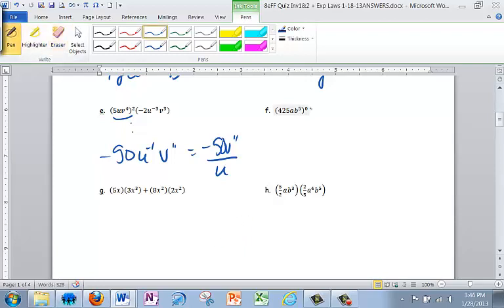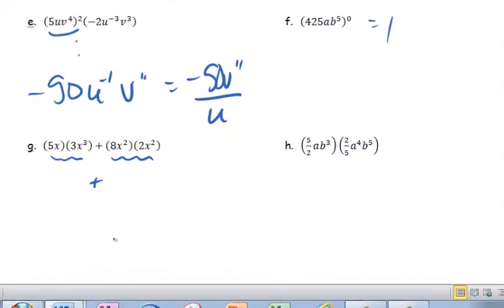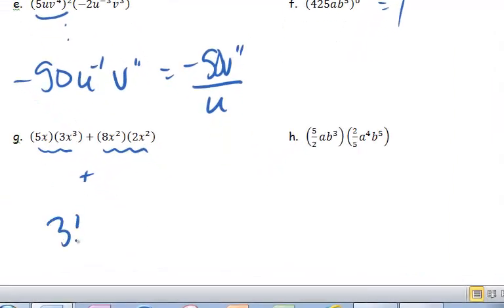Okay. Letter F is easy. Anything to the 0 power is 1. That went very well. I was very proud of you. You did a good job. Letter G, you need to multiply this, and then add. Again, show your work, and the correct answer should be 31x to the 4th. I hope you recognize that. I think that was one of the problems exactly on the station, so that's my mistake, but anyway, you benefit.